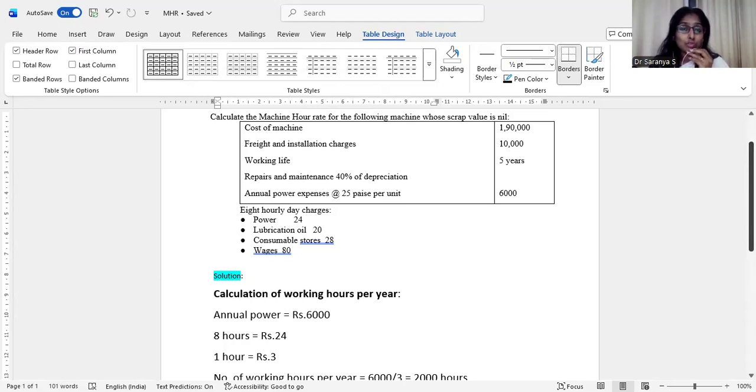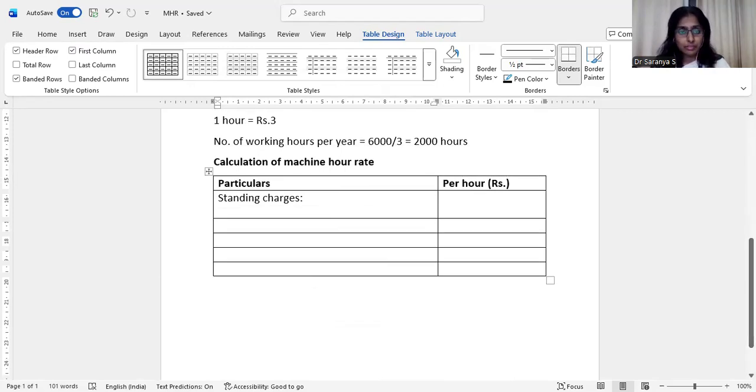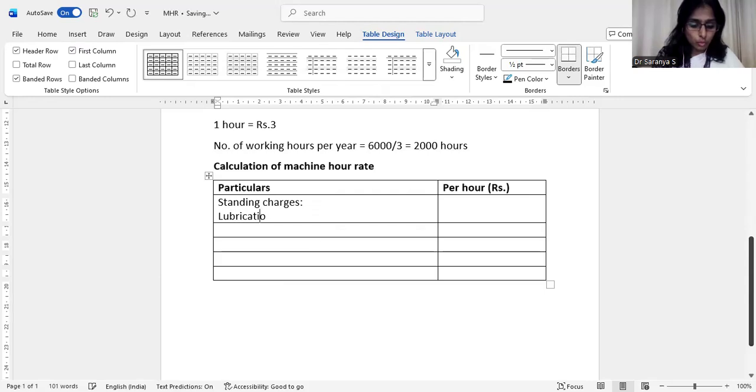Machine hour rate means we want to find out the cost of a machine for 1 hour. But all this information, the lubrication oil, consumable stores, wages, all these three items are given for 8 hours. We are going to find out how much it will be for 1 hour. So standing charges: the first item is lubrication oil, rupees 20. This rupees 20 is for 8 hours. Then how much for 1 hour? So what we will do: 20 rupees by 8 hours into 1 hour. So we will get 2.50.